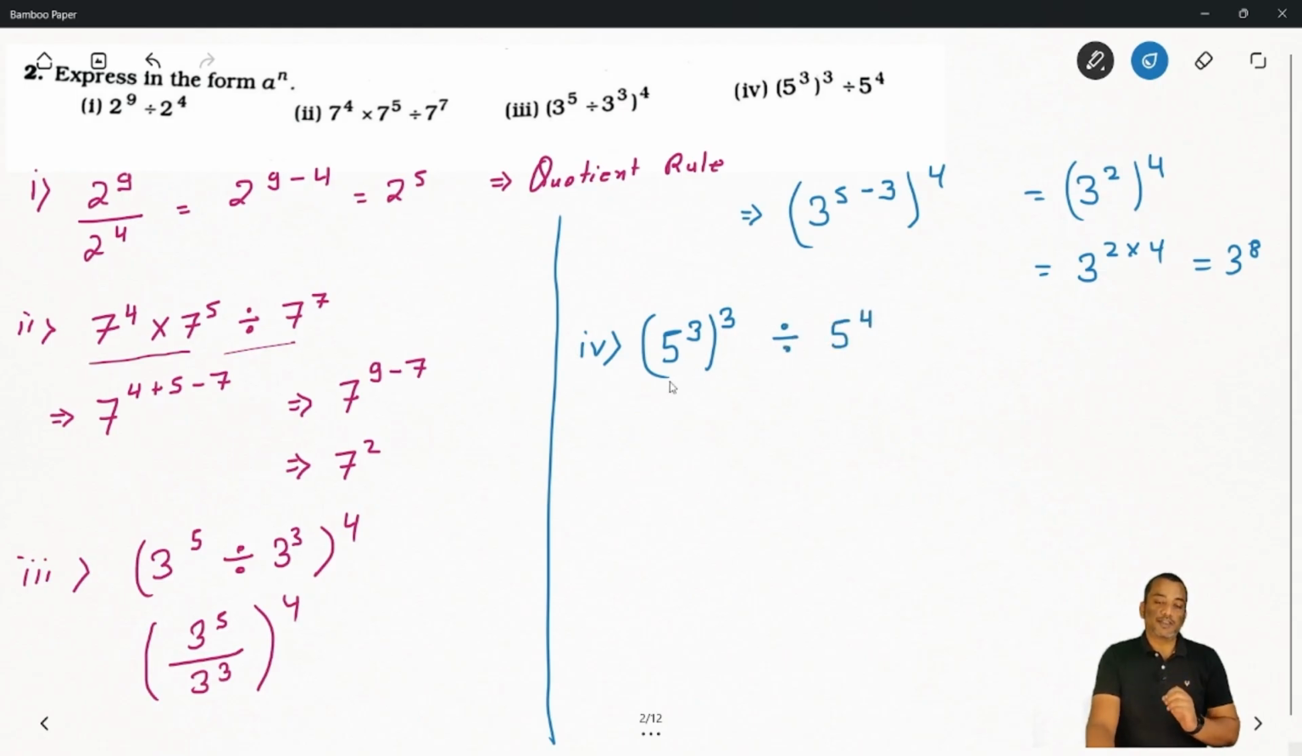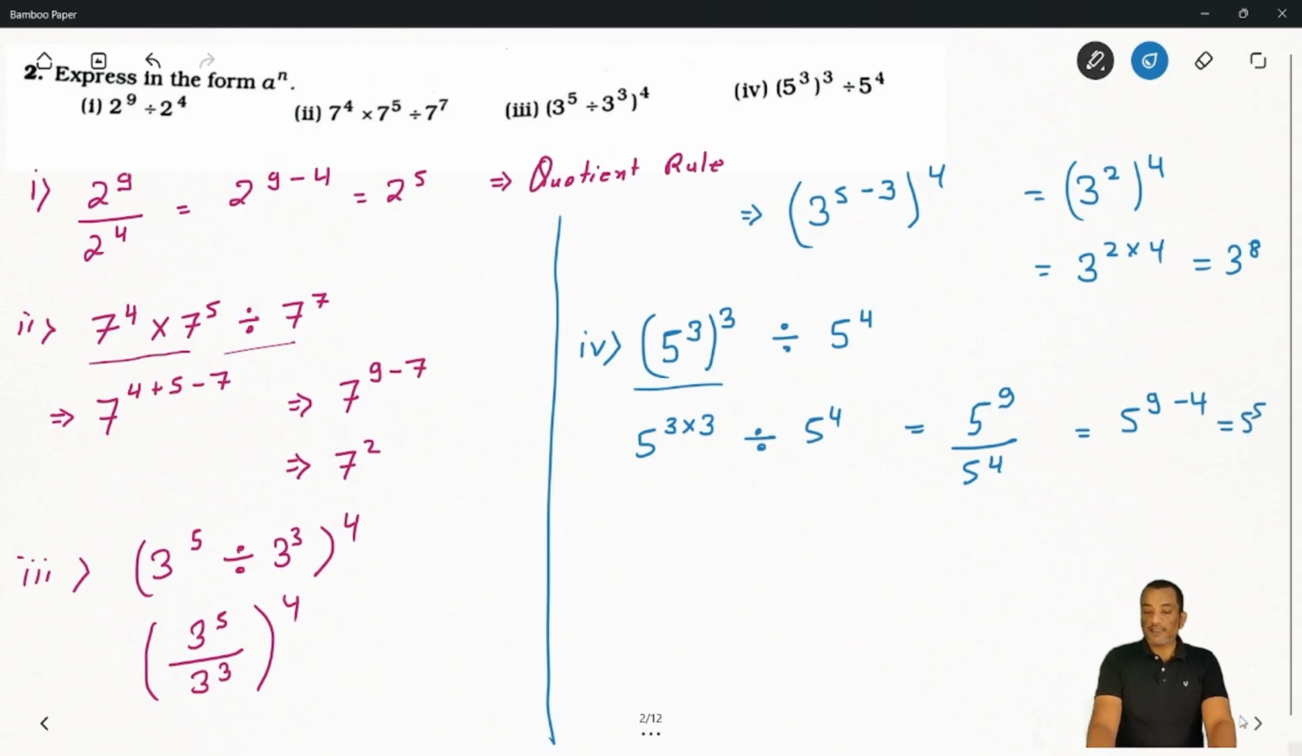Okay, so first in this one we will apply the power rule. Which means we can say 5 to power 3 times 3 divided with 5 to power 4. So which means you can say here 5 to power 9 divided with 5 to power 4. So you can say 5 to power 9 minus 4. So you will get how much? 5 to power 5. Hope it's clear. Now by this way you can solve the second bit question.